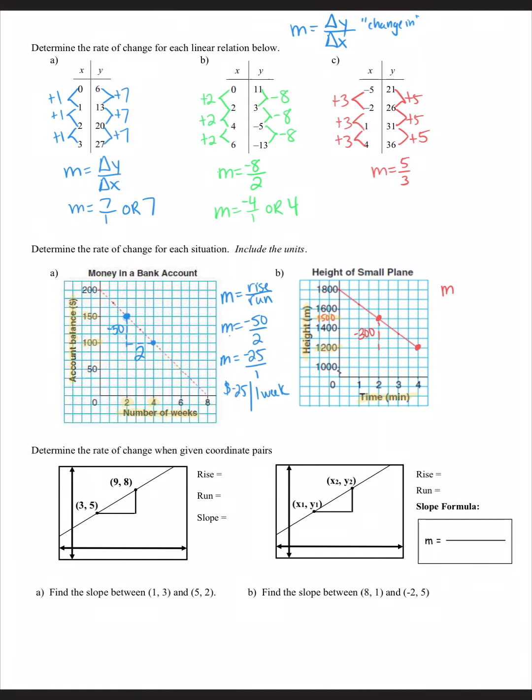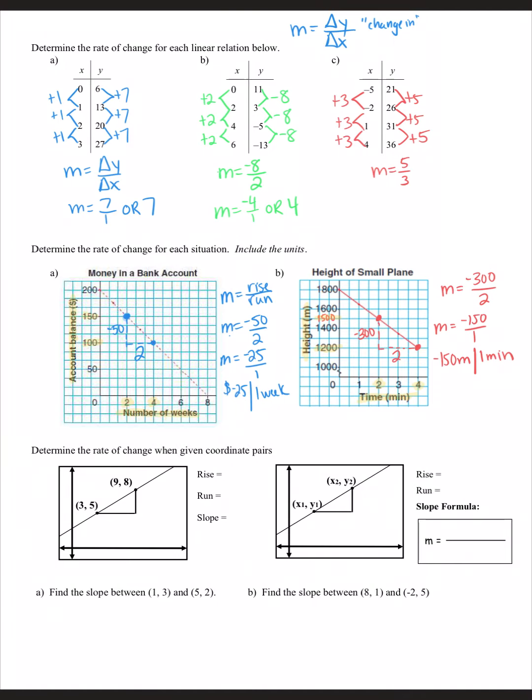And then it's going to run from 2 to 4 again. So it goes from 2 all the way over to 4, which shows it has a run of 2 as well. So our rise is going to be a negative 300 and our run is going to be 2. Again, we can simplify that to a negative 150 over 1. If we wanted to quantify that with our units, we would say a negative 150 meters, because that's our top number, our y value, per 1 minute.